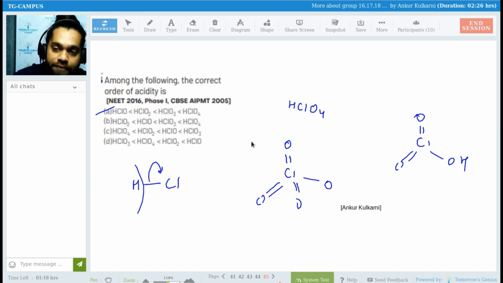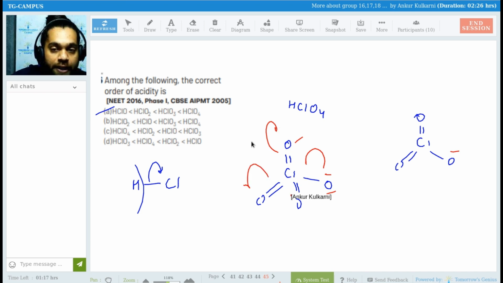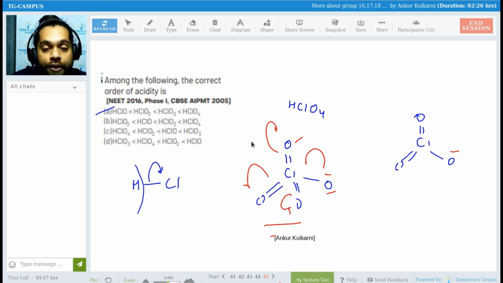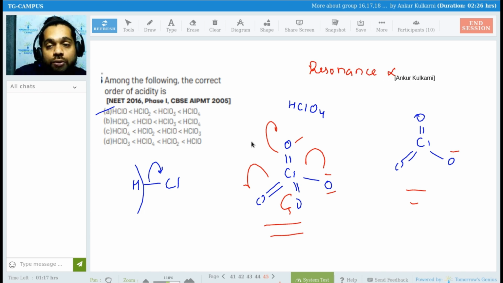So if I donate this H, I will have a negative charge over here. This negative charge can go into resonance with 4 oxygens. It can go over here, come over here, again the same thing. Over here, only 3 oxygen. The resonance structures decreased. Hence, the more the resonance structures, the more the acidity. Remember, more the resonance, more the stability, more the acidity.